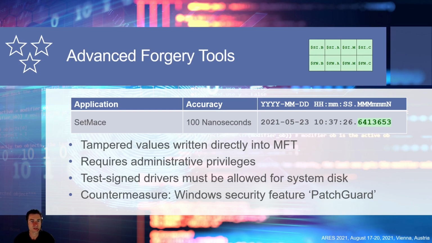ZMaze, as the sole representative of the advanced tools, writes the tampered values directly into the MFT. Therefore, it requires administrative privileges. For the system disk, test-signed drivers must be allowed, and data disks will be unmounted for the time period of the tampering process. Usually, the Windows security feature PatchGuard protects the kernel from this falsification method. ZMaze allows timestamp forgery of all relevant time evidence in SI and FN attributes, with an exactness of 100 nanoseconds. This possibility would reflect the original accuracy for timestamps in NTFS.